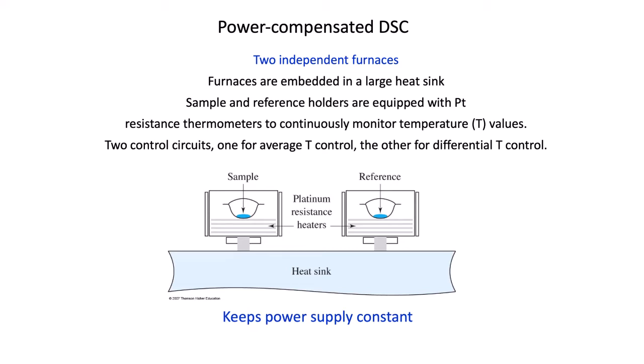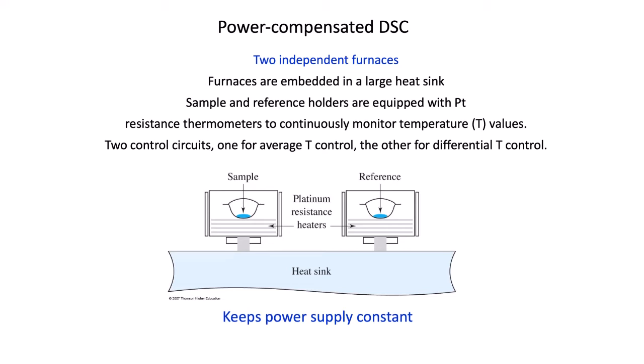There are two control circuits, one for the average temperature control and the other for the differential temperature control. The way the equipment functions is that it tries to drive each furnace to maintain the same temperature on heating or cooling. We use one side as a reference furnace, and a reference, a known sample, or often simply an empty furnace or a furnace with a crucible, where the crucible is identical to the crucible that will be used on the sample side. In the second furnace, there's our sample of interest, contained in a crucible identical to the reference side.